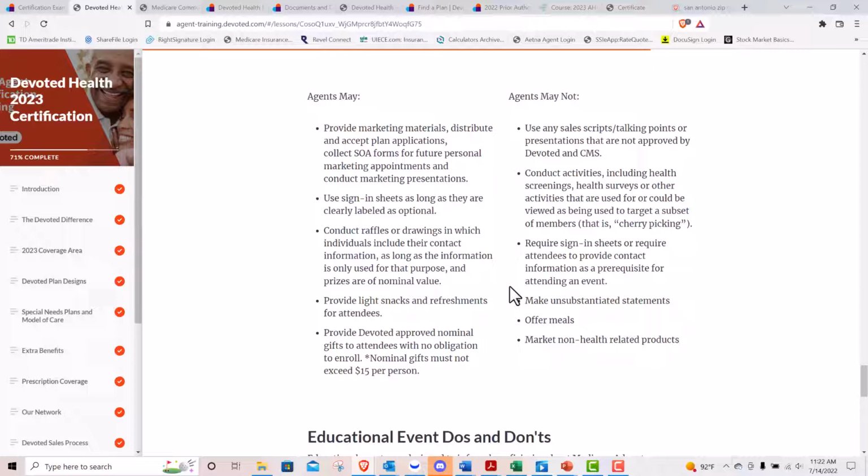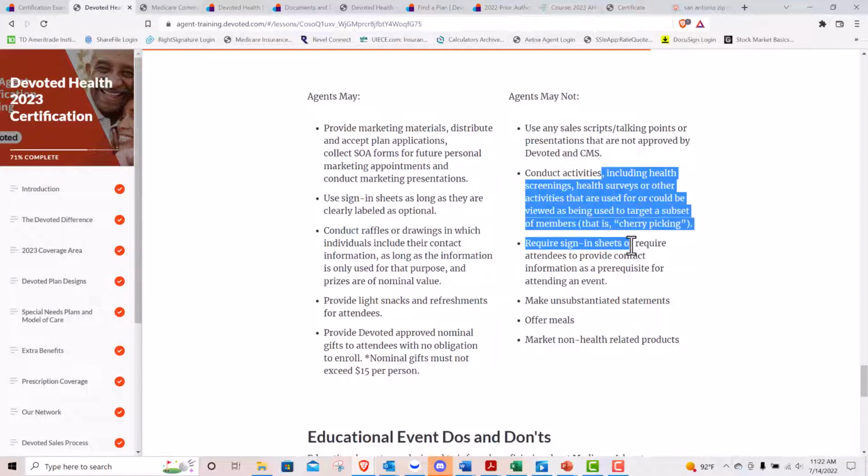So you can, of course, provide the marketing materials, use sign-in sheets as long as they're clearly labeled. It's optional. Conduct raffles, provide light snacks, and provide nominal gifts to attendees with no obligation to enroll, $15 or less, remember? Now, you cannot use any sales or talking points that are not approved by Devoted and CMS.